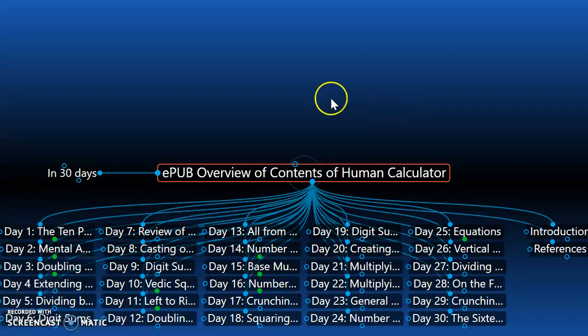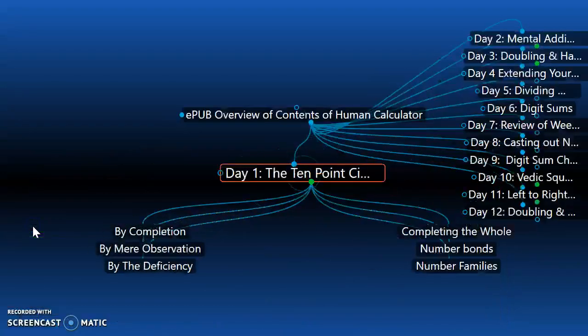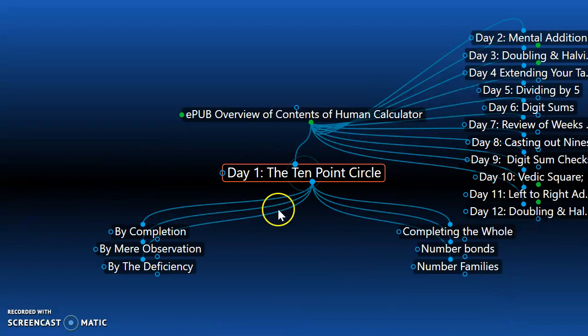So in the EPUB book, you first start with an introduction. And since the book claims to teach you how to become a human calculator in 30 days, the contents of each chapter is divided into a number of days. So the first day, the topics covered would be the 10-point circle and other topics such as by completion, by mere observation, by the efficiency, and so on.